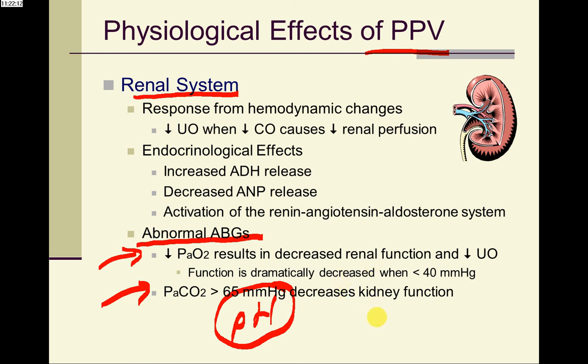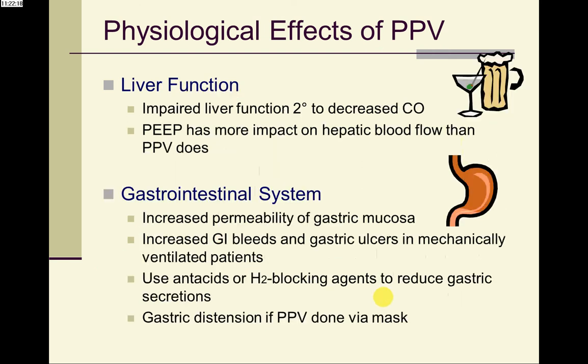Ask the nurse, what's your kidney function? How much urine output are we having? Those kinds of factors can be important. All right. Just for an FYI, liver function can be impaired. We've got increased positive pressure in the thoracic cavity, and that's going to directly affect hepatic blood flow. So anything that impedes liver blood flow is going to decrease its effectiveness.